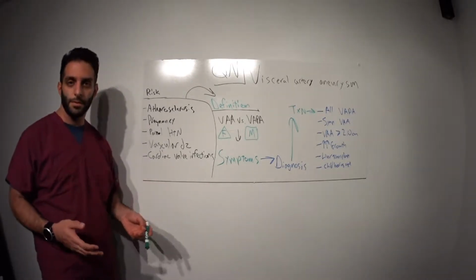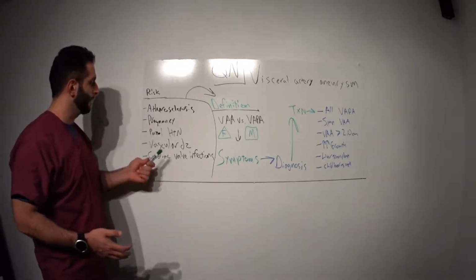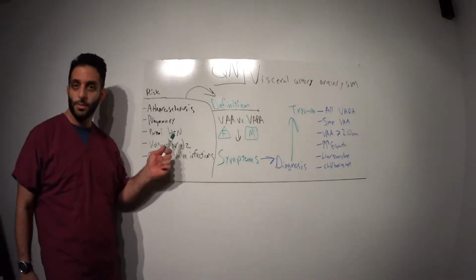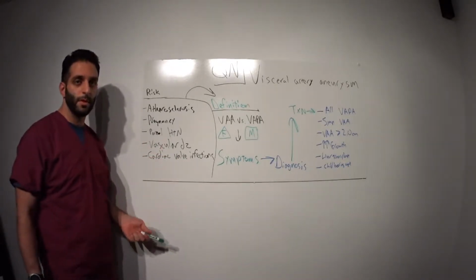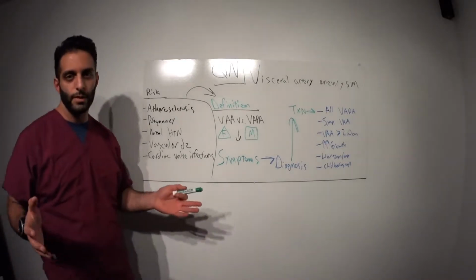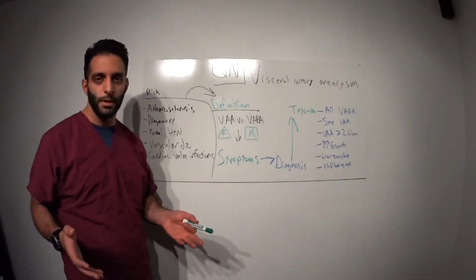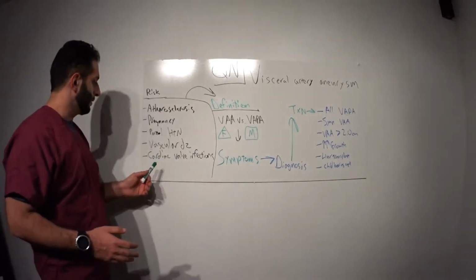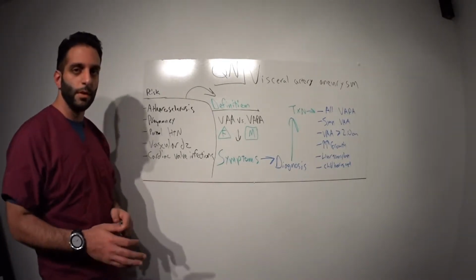So who's at risk for visceral artery aneurysms? Highest risk are your patients who are atherosclerotic, pregnant patients, patients with portal hypertension, patients who have vasculopathies, all vasculopathies, anybody you'd be concerned for AAA, they're also at risk for visceral artery aneurysms. And then cardiac valve infections also put you at increased risk.